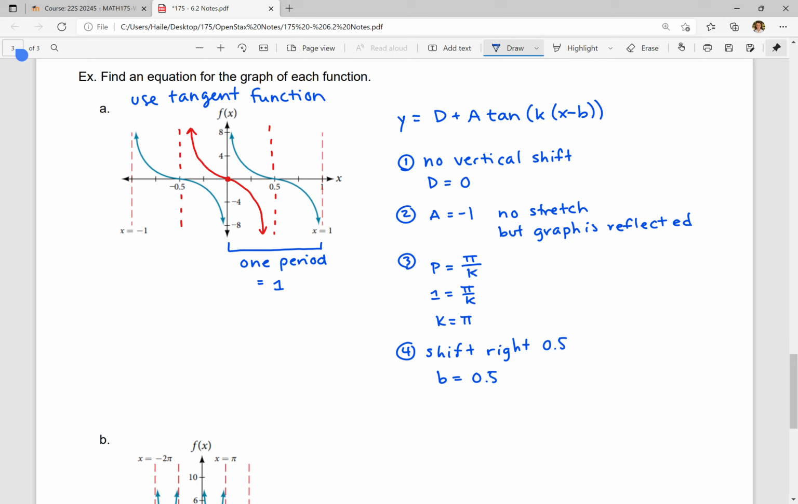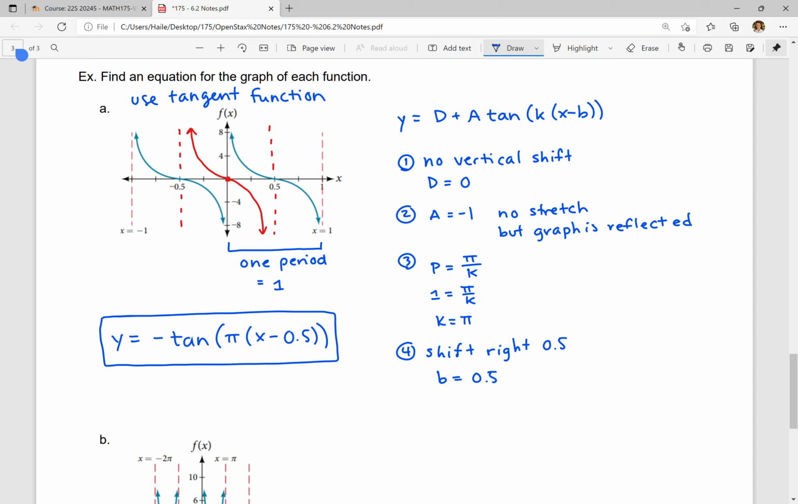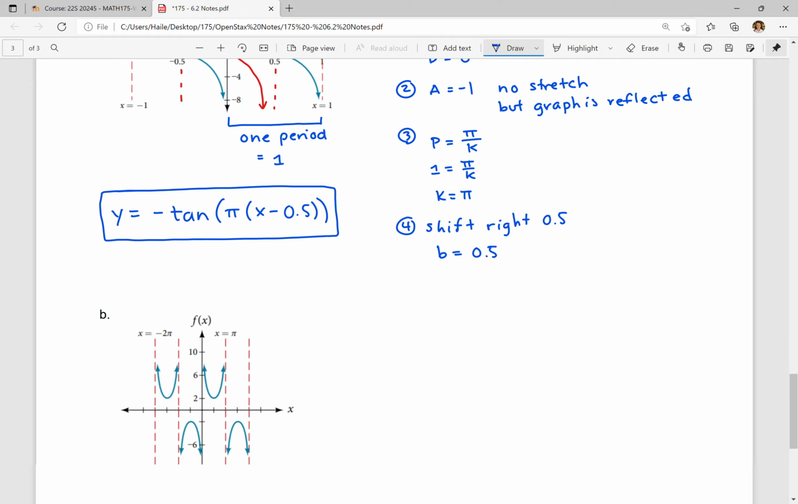So now all we have to do is plug all of these numbers in to the general equation. So our equation will be y is equal to negative tangent of pi times x minus 0.5. So this is the entire equation with all 4 letters plugged in. So that one was kind of tricky. Hopefully this next one will be a little bit nicer.